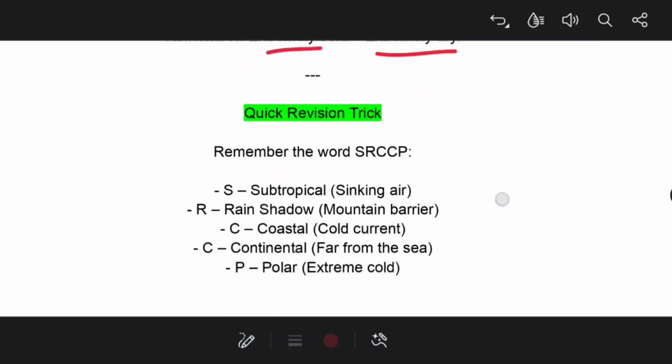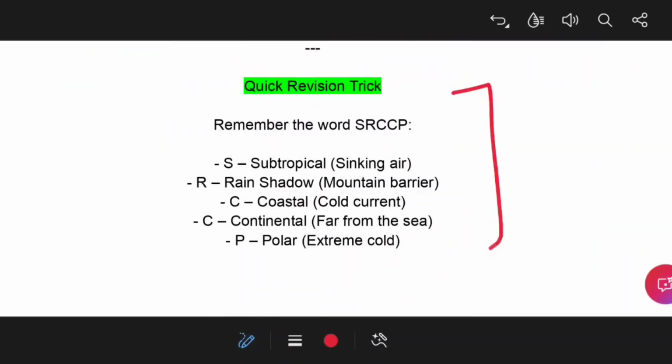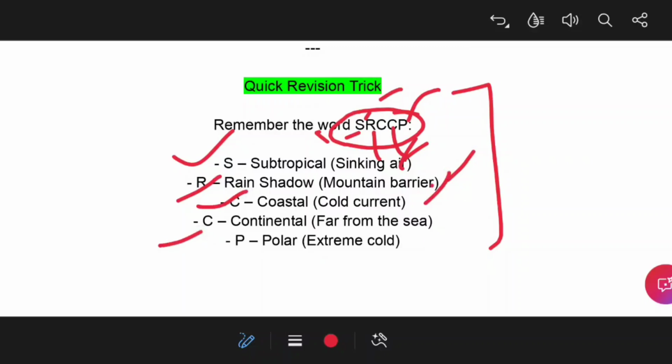Now let us do a quick recap here. You have to remember just SRCCP, that is subtropical, rain shadow, coastal, cold, continental, and polar. S is subtropical, that means sinking air; rain shadow, mountain barrier; coastal desert, cold current; continental, far from sea; and polar is extremely cold.